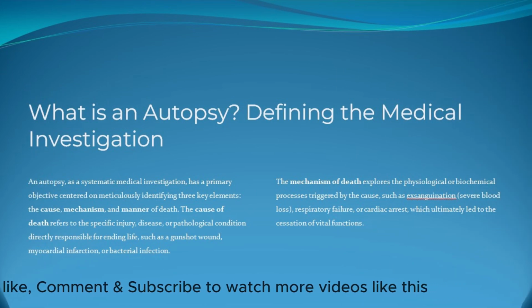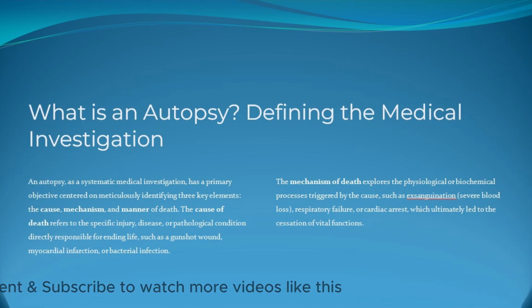What is an autopsy? Defining the medical investigation. An autopsy, as a systematic medical investigation, has a primary objective centered on meticulously identifying three key elements: the cause, mechanism, and manner of death.